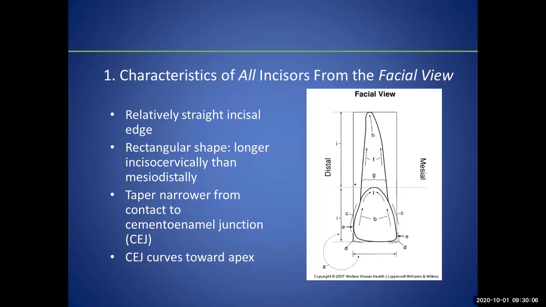From the facial view, the tooth is relatively straight. It's got a straight incisal edge. And this is where that graph paper is going to come in helpful for you. Okay, the incisal edge is relatively straight. It's rectangular shape. It's longer incisocervically than mesiodistally. So what that's saying is it's longer this way than it is this way. It tapers narrower from the contact to the CEJ, and the CEJ curves towards the apex. So this is the CEJ curving towards the apex.